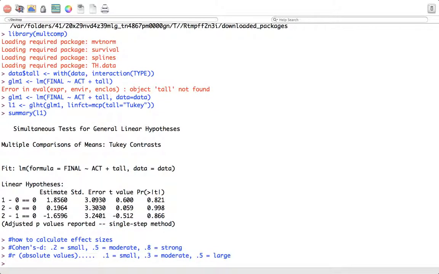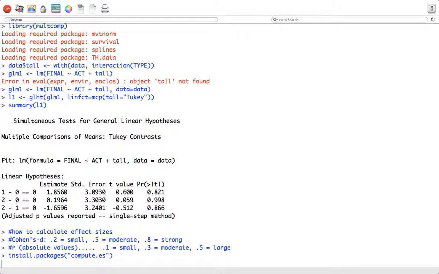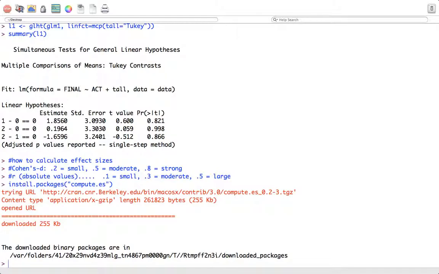Now, how do we calculate these things in R? Well, we're going to have to install another package. So I want you to go install packages. And what we need now is called compute.es. Or is it IS? It's either ES or IS. I don't remember. I think it's ES. Let's go for it. See what happens. Well, it liked it.